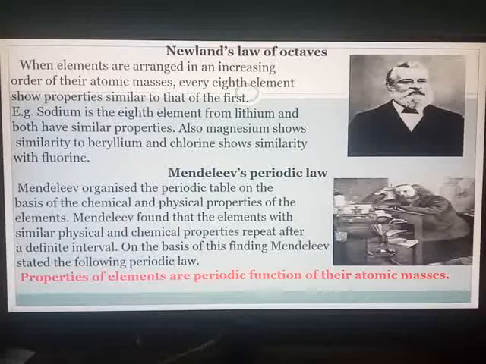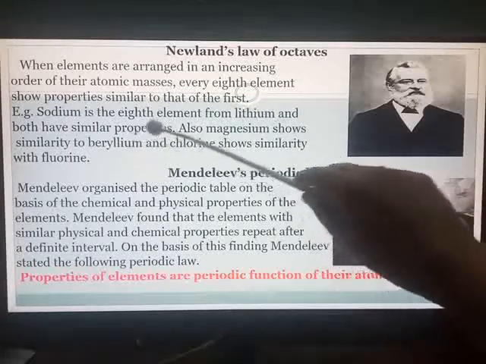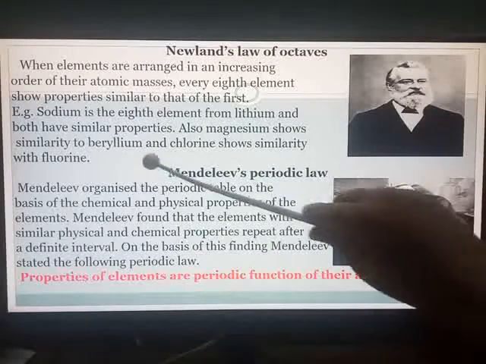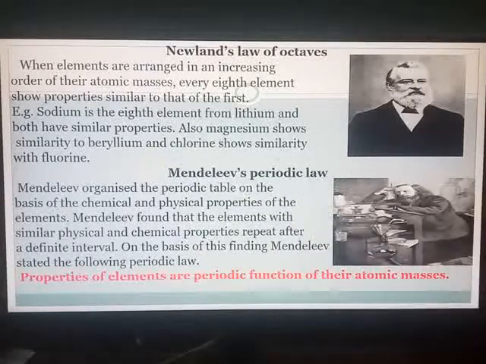Sodium is the 8th element from lithium and both have similar properties. Also, magnesium shows similarity to beryllium and chlorine shows similarity with fluorine. So this is Newlands' law of octaves. So you have to be thorough with both the laws. What limitations were faced by Newlands, that also you should know. And next ahead we start with Mendeleev's periodic law, Mendeleev's periodic table.